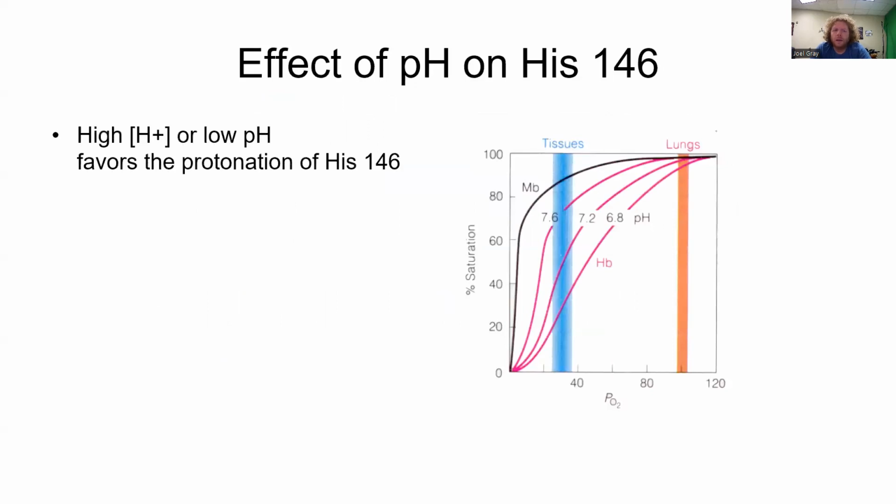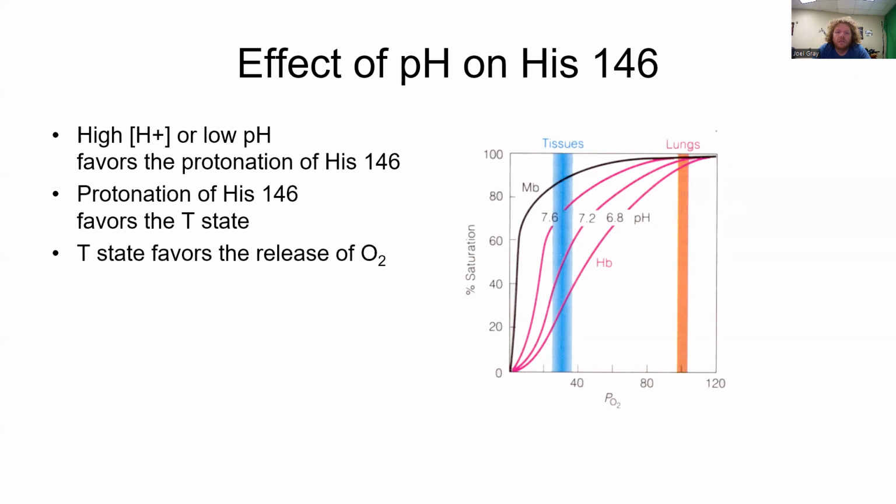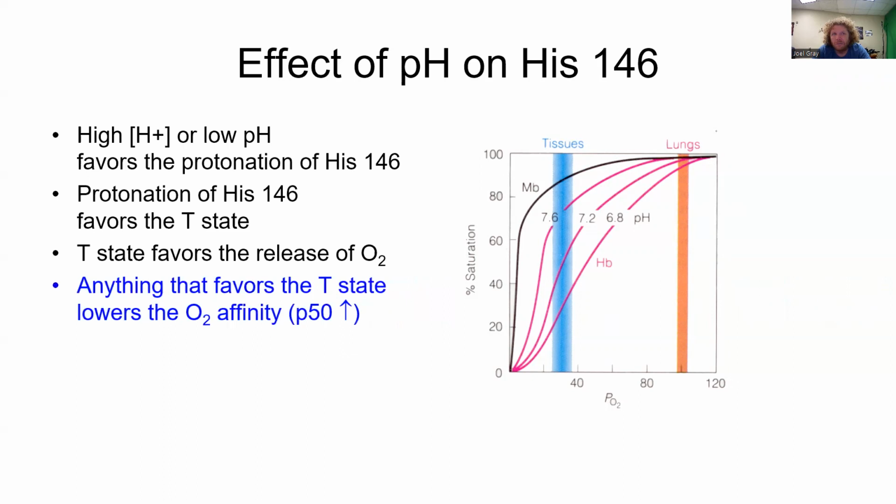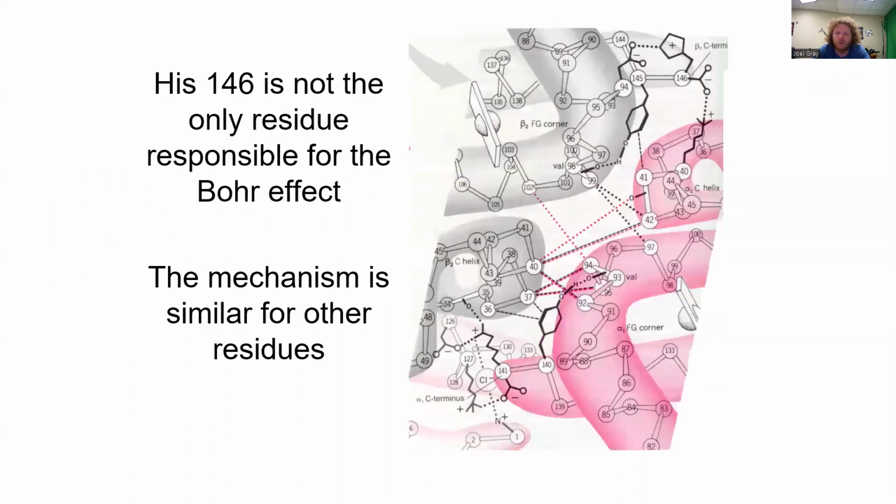So the high hydrogen ion concentration, which is the same as the low pH, favors the protonation of histidine 146, which stabilizes our T state. The T state favors the release of O2, which is analogous to saying it results in a higher P50. Anything that favors the T state lowers O2 affinity and causes the P50 to go up. Histidine 146 is not the only residue responsible for the Bohr effect. The mechanism is similar for a number of other residues.